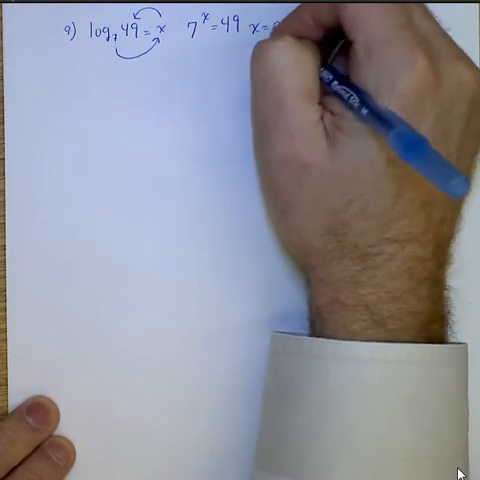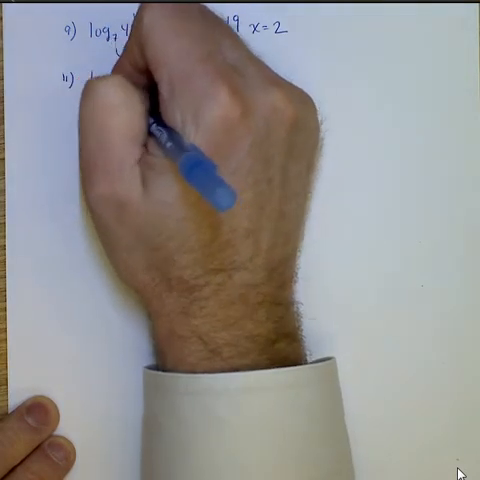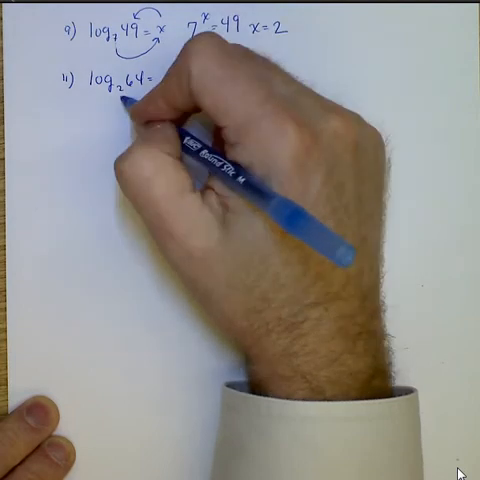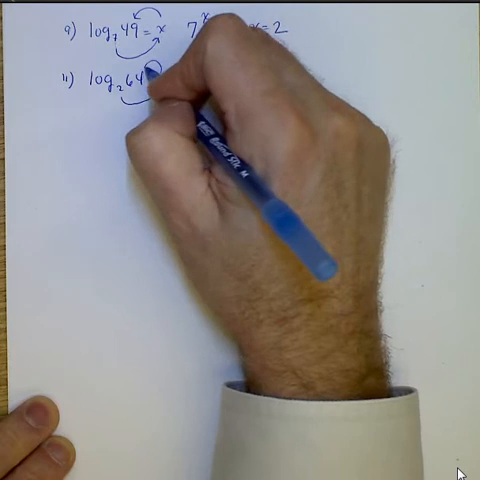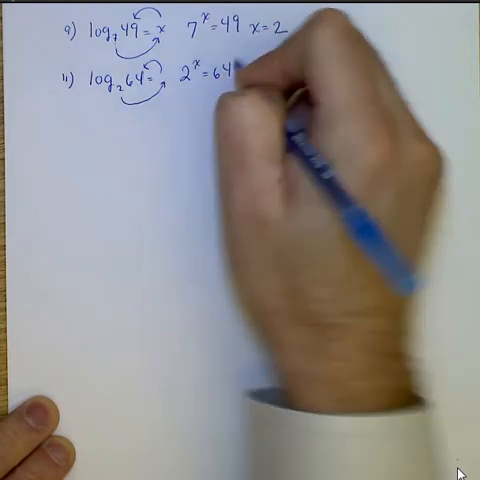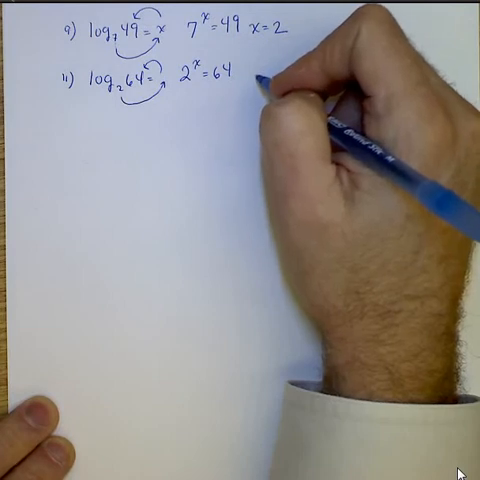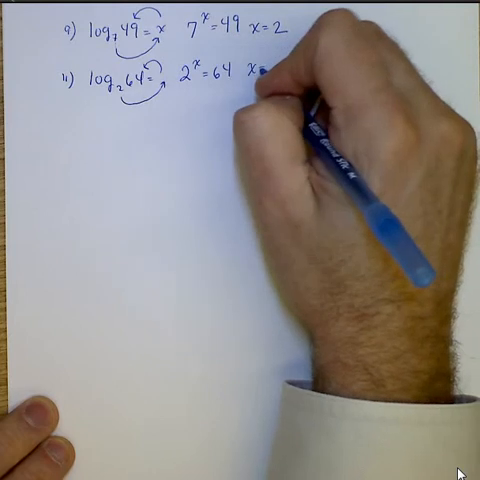Let me go ahead and do another one. We'll do number 11. In number 11, it's the log base 2 of 64. What does that equal? Okay, we'll do the same thing. We'll go 2 to the x, or to the answer, is 64. So we'll write 2 to the x equals 64. When you raise 2 to what number do you get 64? Well, when you raise 2 to the 6th, so x equals 6, because 2 to the 6th is 64.